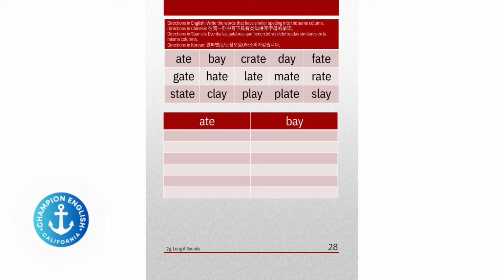Check your pages, okay, on the next page. Check your work. First column, hate. Late, that's right, first column. Mate, first column. Rate, first column. State, first column. Clay, second column. Play, second column. Plate, first column. And sleigh, second column.